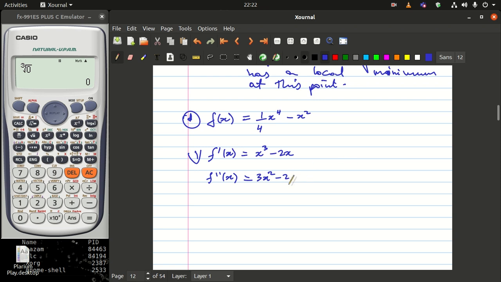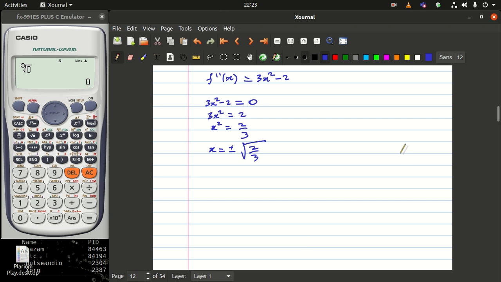So we have this nice thing here, and then we set it equal to 0 to find the x coordinate of the point of inflection. So we set this equal to 0, and then take this to the other side. So we have 3x squared is equal to positive 2, and then we divide by 3 on both sides. So we have x squared is equal to 2 over 3, and then we take the square root on both sides. So we'll have x is equal to plus or minus the square root of 2 over 3. So that's what we end up having here.